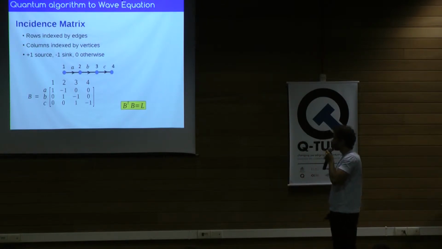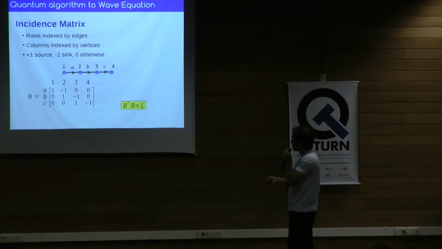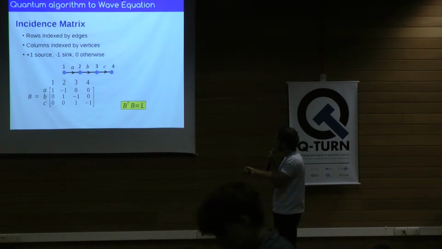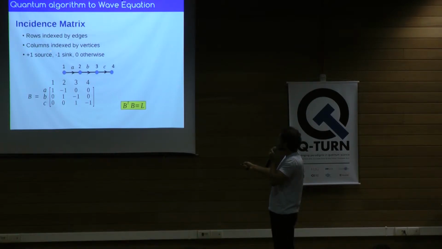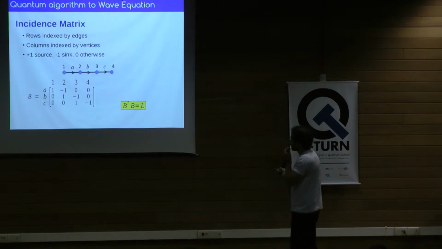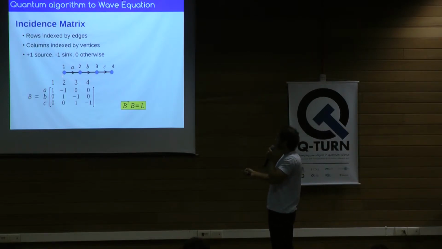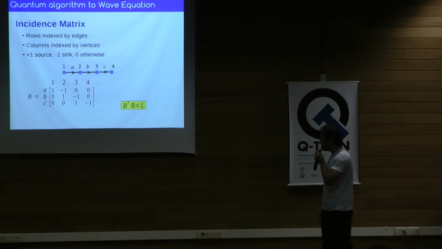What is this incidence matrix? You can define the incidence matrix like that. The rows are indexed by the edges, and the columns are indexed by the vertices. It's pretty simple, the definition of the incidence matrix. If a vertex is a source for some edge, we put 1. Like here, A is a source for vertex 1, and is a sink from vertex 2, so we put -1. And A doesn't have any connection with other vertices, so we put 0 in the other entries.